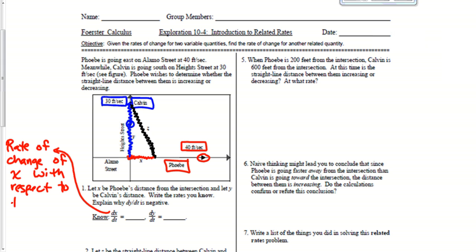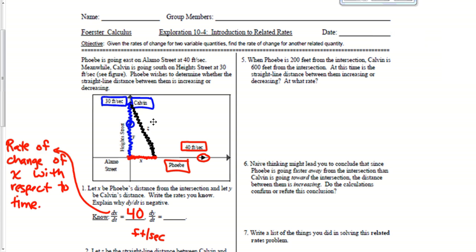So let's think about what x represents. x represents the distance that Phoebe is away from the intersection. So that's a length, that's in feet. And so a rate of change of x with respect to time would be the change in feet over time, which would really be a speed. So we do actually know dx/dt, and that speed is 40. We really should write the units there, but I didn't leave you enough room, so I'm going to write my units right below. But I should always write my units whenever I write a rate of change.